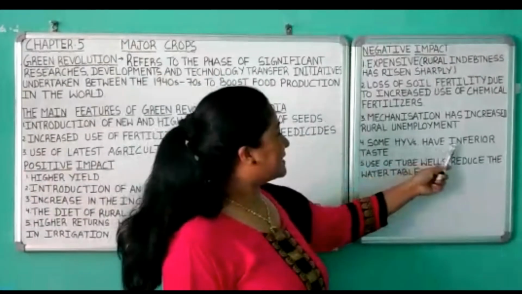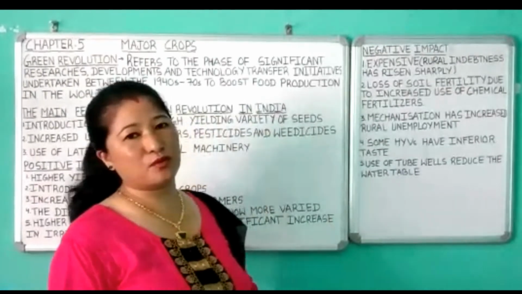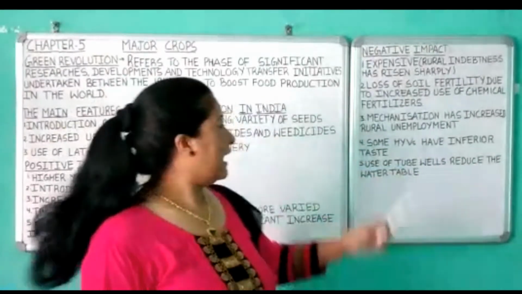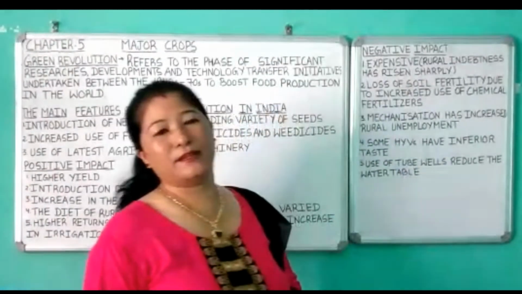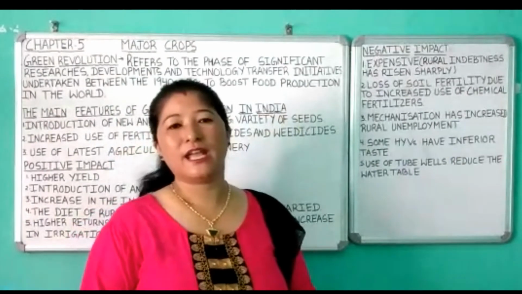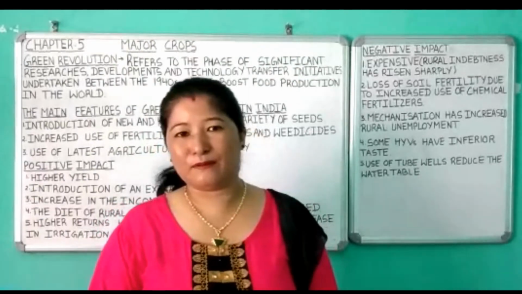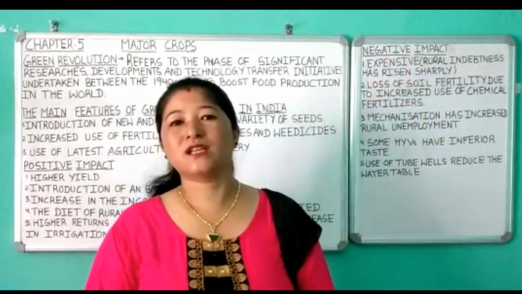Number four, some HYV seeds have inferior taste. That means the food grains grown using these HYV seeds were tasteless. And the last one is the use of tube wells reduces the water table. Excessive use of tube wells to draw underground water has resulted in the reduction of the water table. So these are some of the disadvantages of Green Revolution.